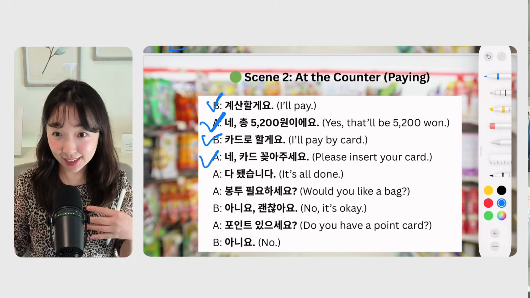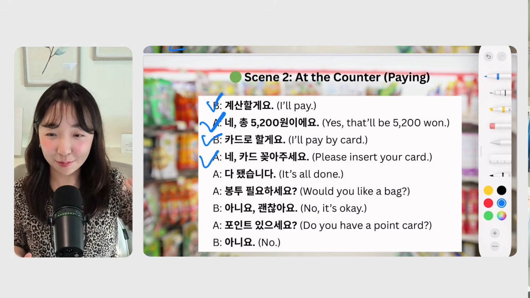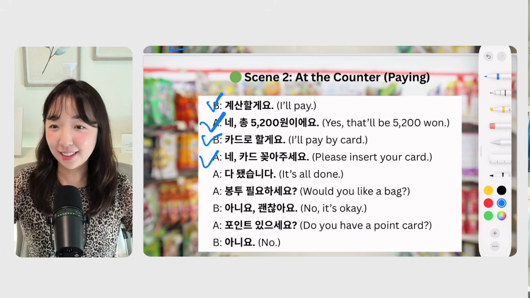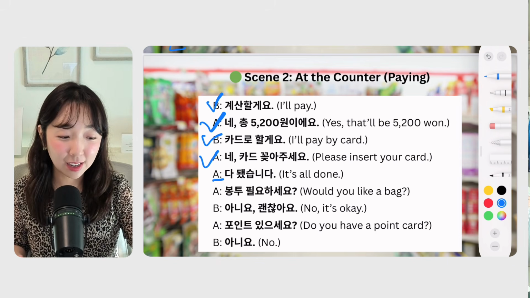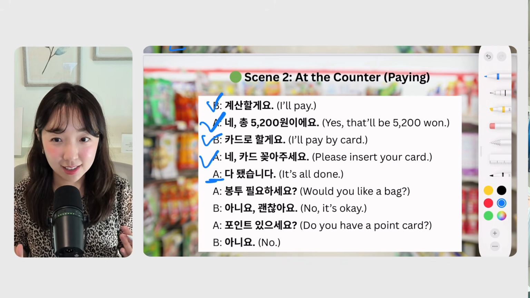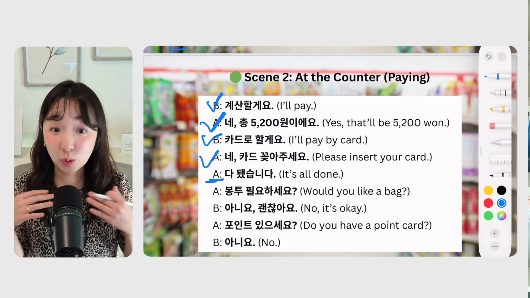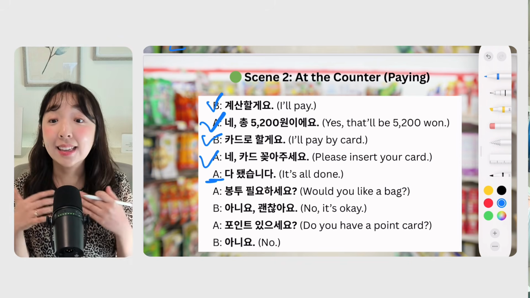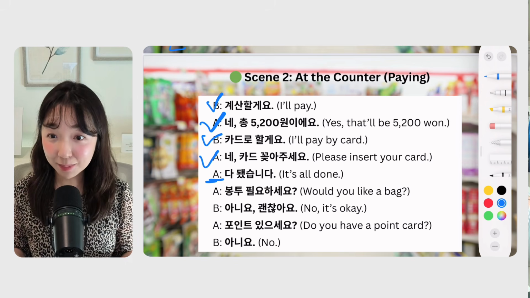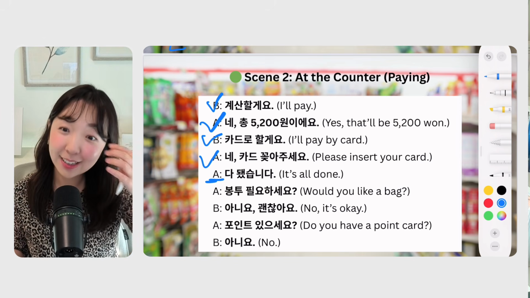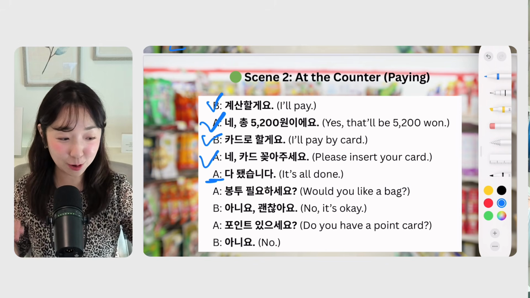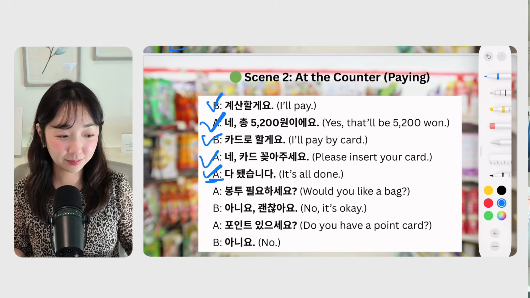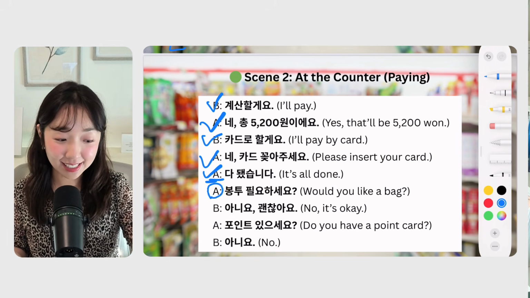Now, they will insert it without saying anything. Just insert, and then they say, okay, it's all done. So again, the worker is going to talk. 다 됐습니다. That means it's all done. You're done with your payment.